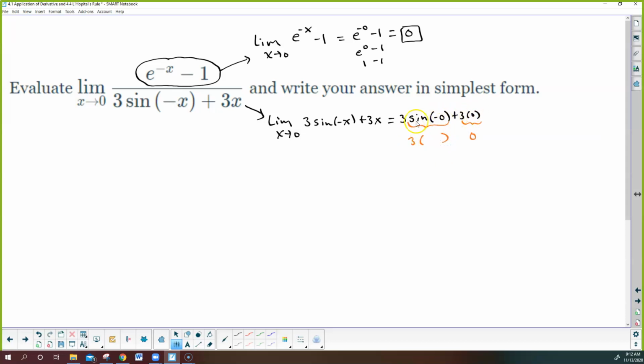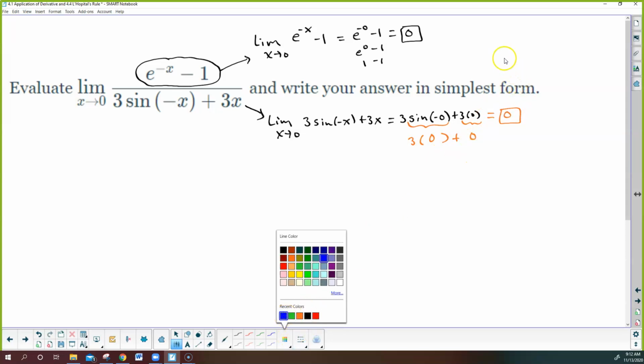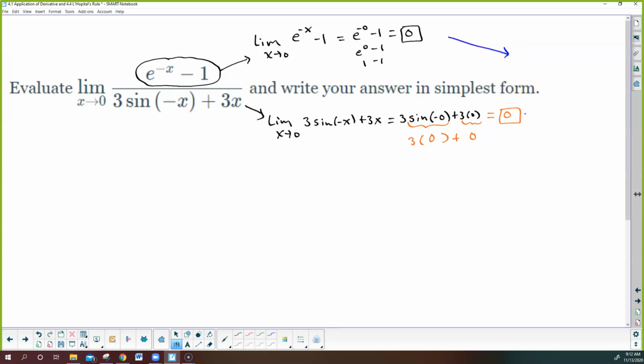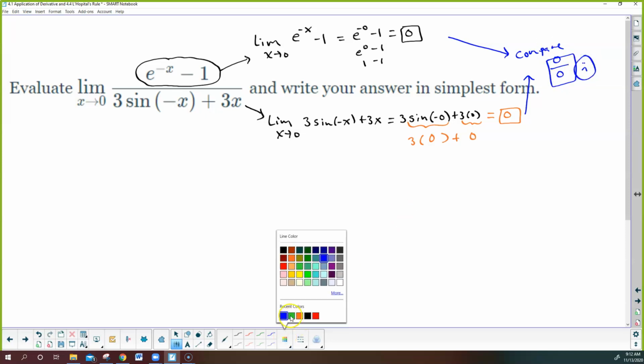And then I'm just going to solve each piece. We know that negative 0 is still 0. And I know that the sine of 0, we saw that on the other example, the sine of 0 is 0. And 3 times 0 plus 0, that whole piece is 0. So if I compare the top limit to the bottom limit, that is the evidence I need. I have to show that to show the indeterminate form.